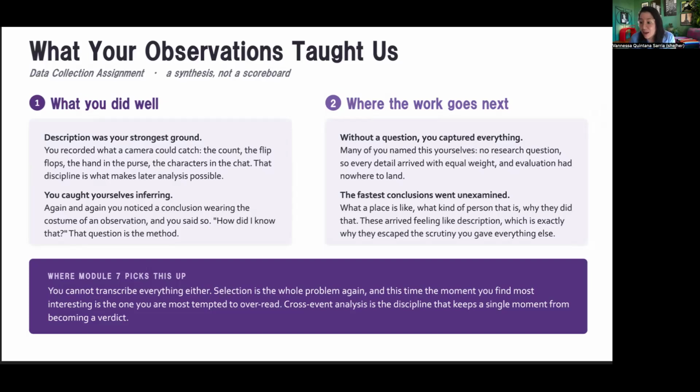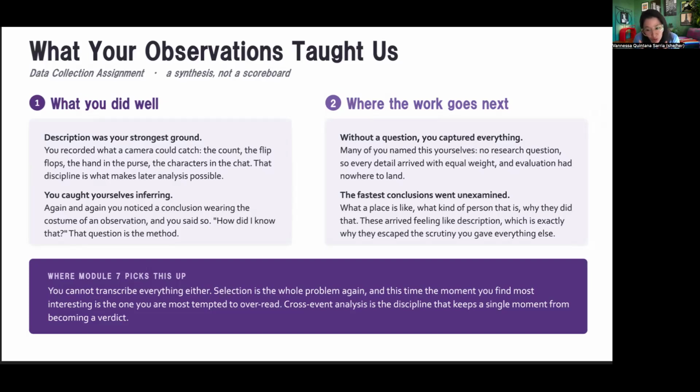Without a question, every detail arrives in equal weight. And the second, the conclusions that came fastest were the ones that went unexamined. What kind of place this is? What kind of person that is? Why they must have done that? Those arrive feeling like plain description, and that is exactly why they slip past the scrutiny you gave to everything else. So the inference that feels most obvious is the one that hides best.